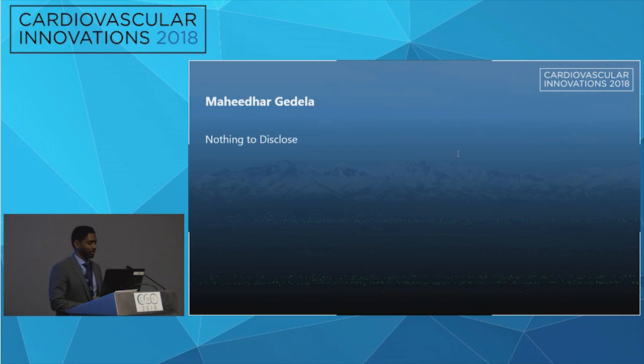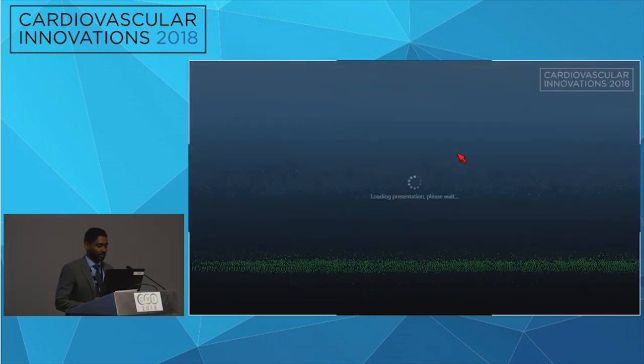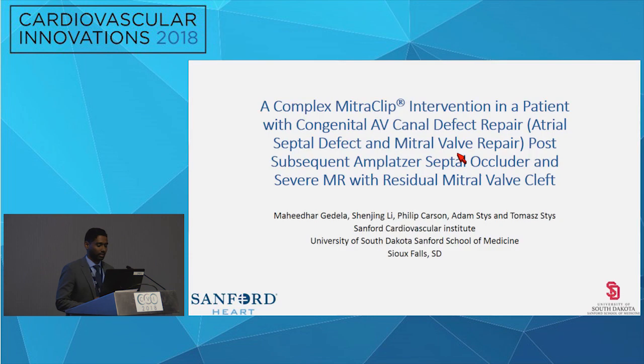Good afternoon, everybody. My name is Mahidar Gedela. I am a second-year general cardiology fellow at the University of South Dakota. So, going into a different valve intervention, I'm going to present a complex MitraClip intervention in a patient who had partial congenital AV canal defect repair, followed by Amplatzer septal occluder repair. She also had severe mitral regurgitation, which was operated on before, with a residual mitral valve cleft. These are our operator interventional cardiology team.